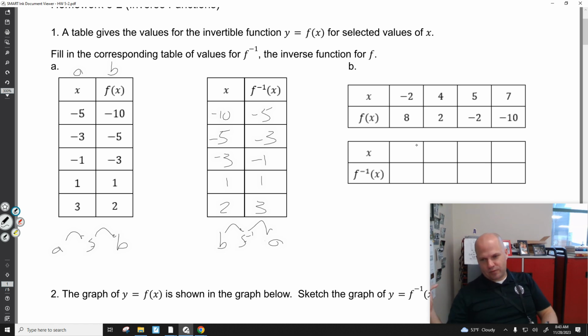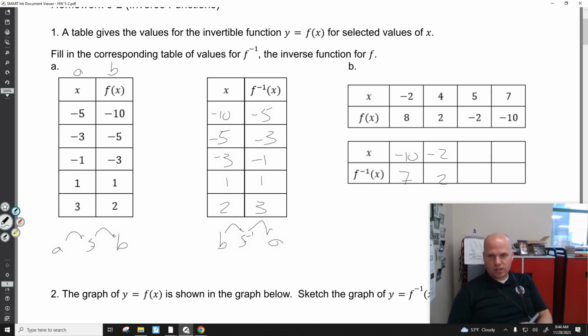We like to list things in numerical order. Like you could say, oh, -2 is going to go to 8. That means plug in 8, you're going to get -2. And I'm actually fine with this. However, it's probably better to pay attention to the order. Like I'm going to plug in -10 as my input. My output's going to be 7.